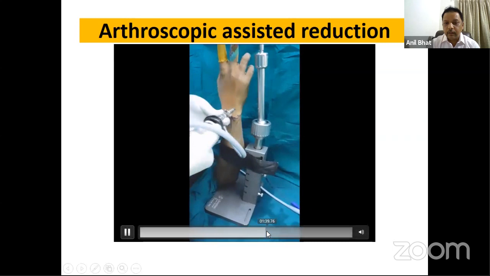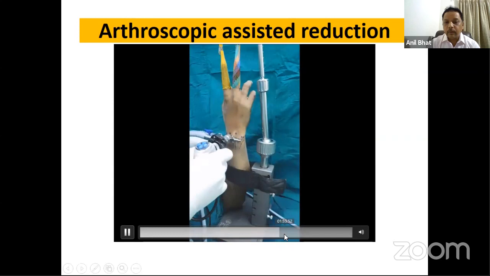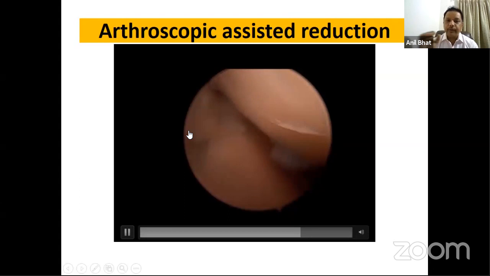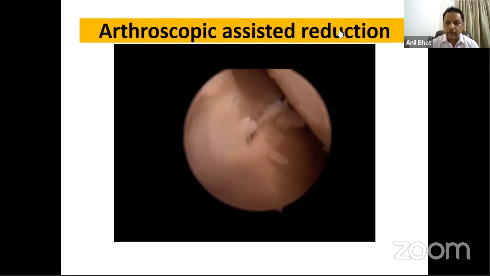Once you enter the midcarpal joint, what you see is the capitate there, and this is the scaphoid here. And this is the fracture site at this point. All you need to do is freshen the edges so that you get fresh bleeding there, all the fibrous tissue is taken off, and then you can do your percutaneous fixation.